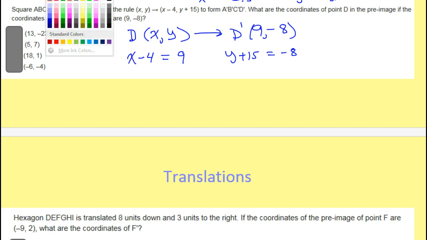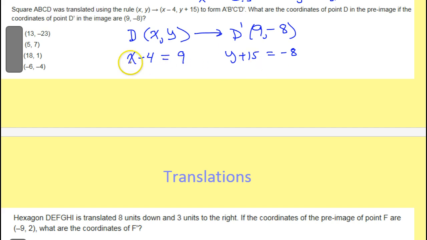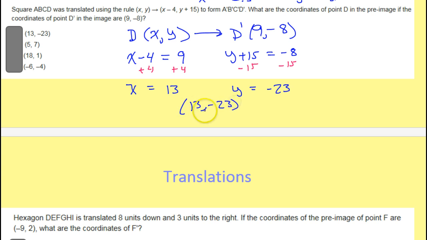So this is just like the last problem. We can solve these two little equations to figure out what the original values were. So if we add 4 to both sides and subtract 15 from both sides, this should turn out to be 13, and this should turn out to be, I'm sorry, negative 23. So we're looking for the point 13 comma negative 23 to be the original. So of course it should be this guy right up top.